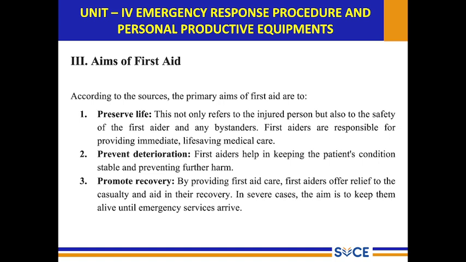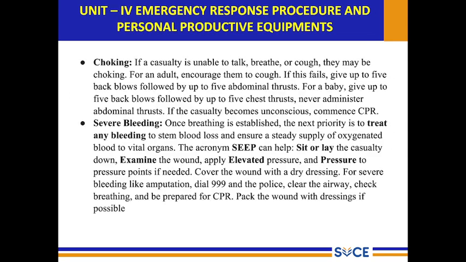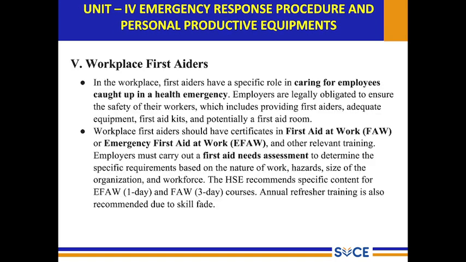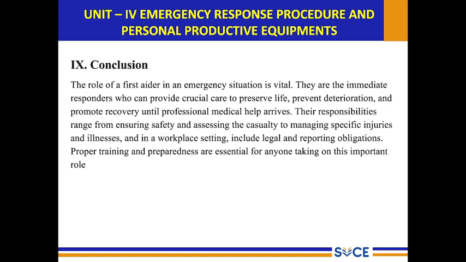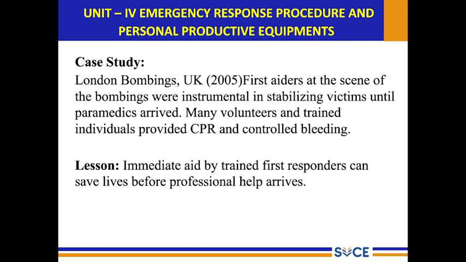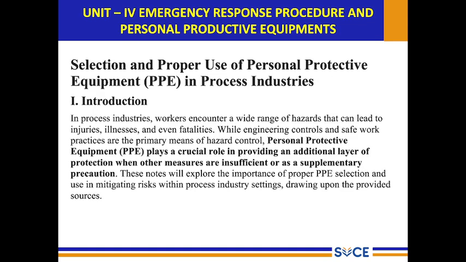Now we are in the first topic of part 2. So now we are in the fifth topic. We have seen first aid in detail. Now we are with the selection and proper use of personal protective equipment in process industries. We all know helmet, gloves, and safety shoes are all PPEs. Without that, none of the process industries can function, or we cannot make the employees safe.